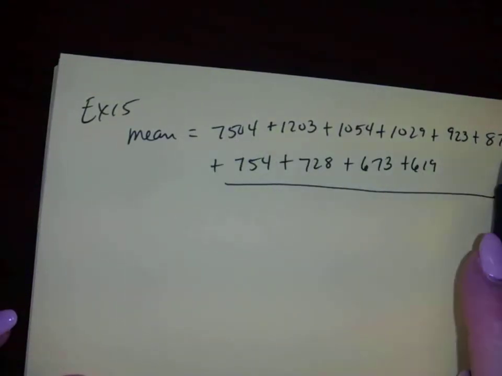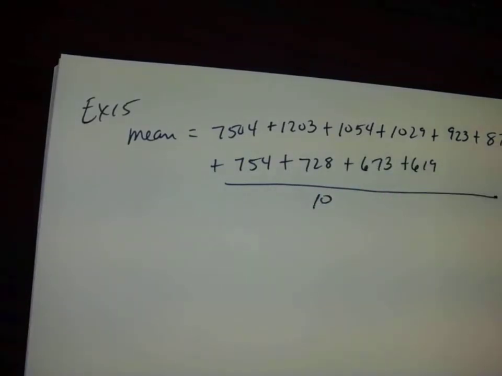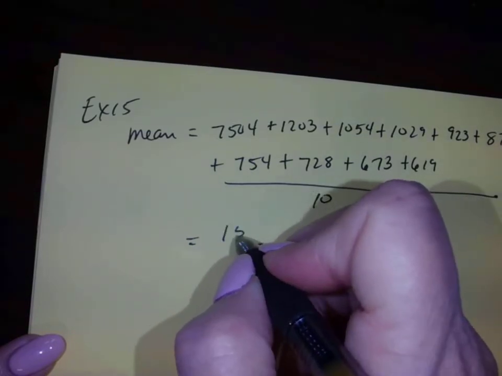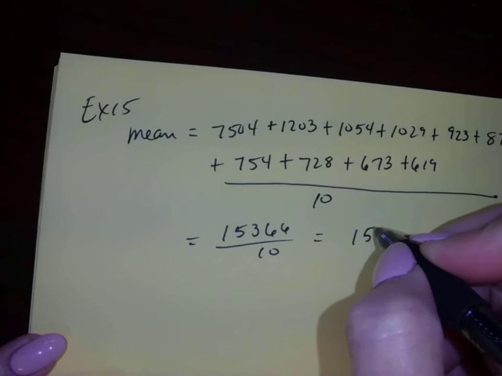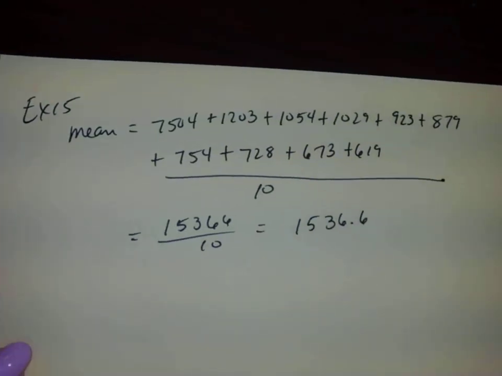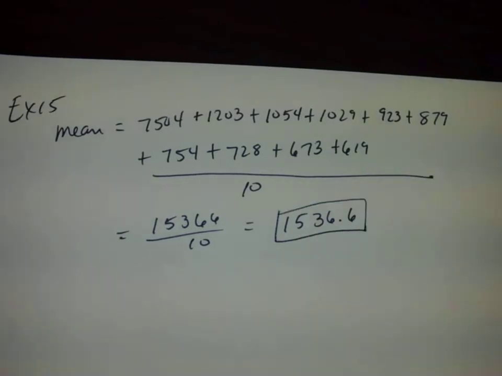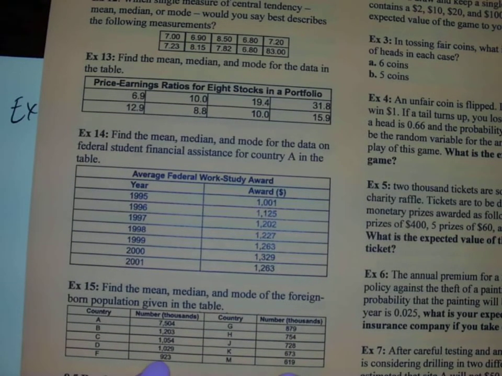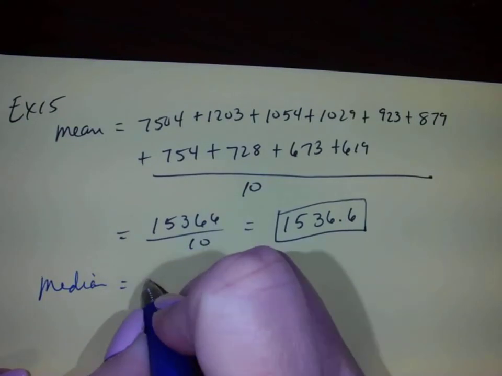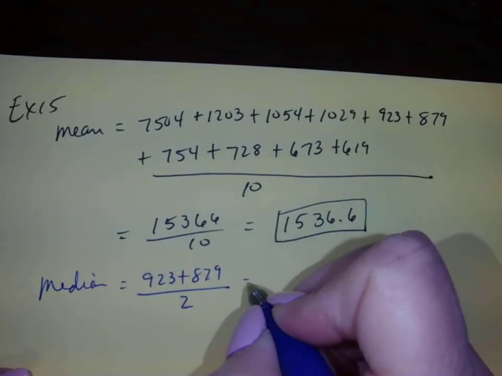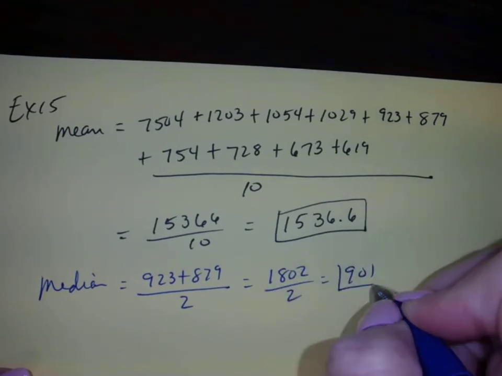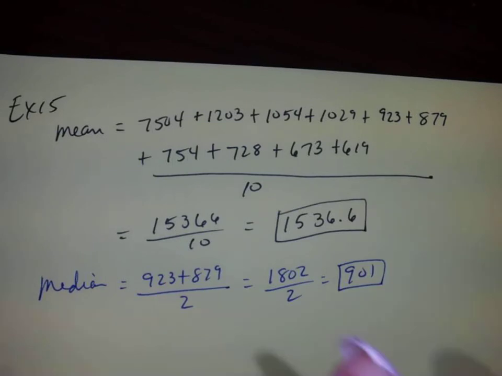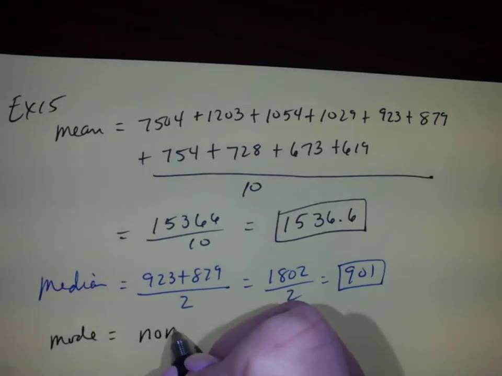And there are 1, 2, 3, 4, 5, 6, 7, 8, 9, 10 data points, and I have 10 in my list. On the top, we will add and get 15366 divided by 10 gets us 1536.6. All right, let's go find the median. Now the list was already in numerical order, and we have 10 of them. It's going from highest down to lowest. So 1, 2, 3, 4, 5, 1, 2, 3, 4, 5, those two middle numbers are going to be 923 and 879. So this will be equal to 923 plus 879 divided by 2, which will get us 901. And then our mode, none of our values repeat, so this will be none.